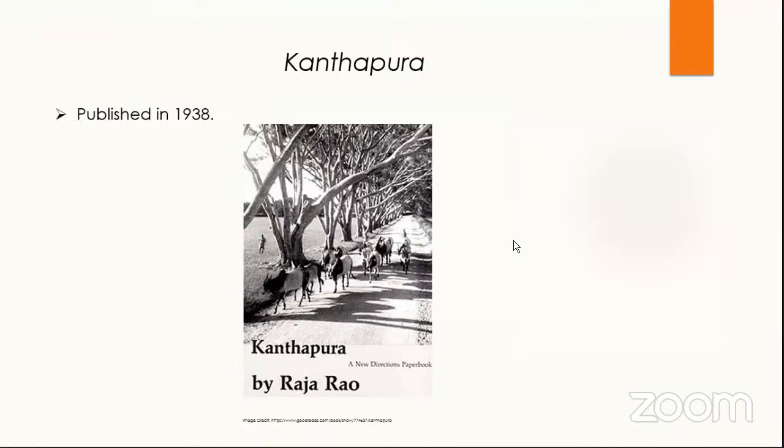Yes, sir. As we all know, Malgudi Days is a famous work, and it's a household name in India. Sir, why are Raja Rao's works not as famous as R.K. Narayan's? I mean, not famous in the sense they are not household.